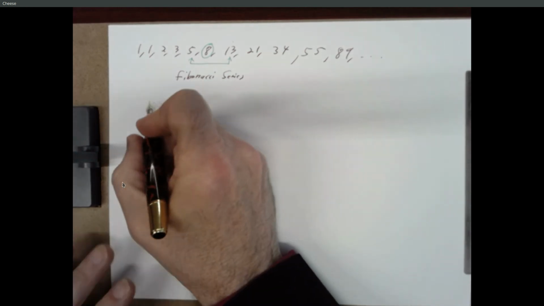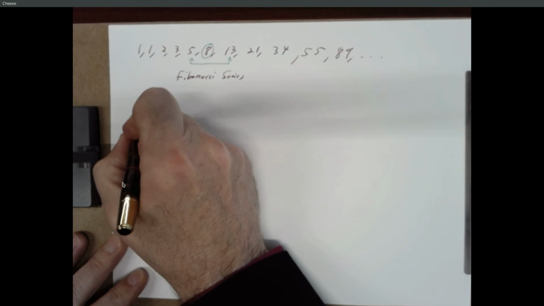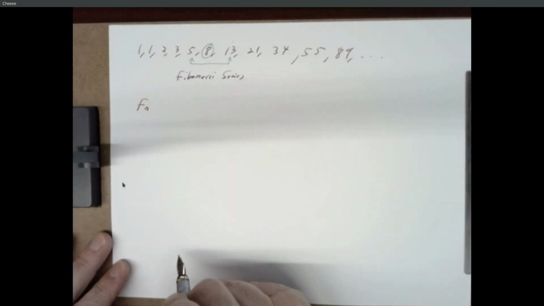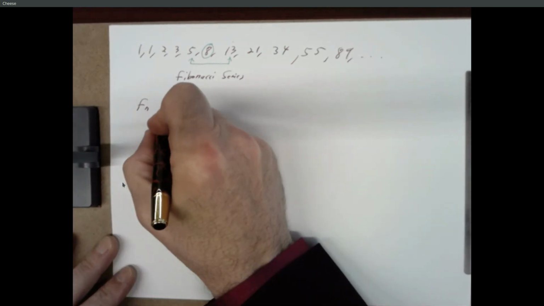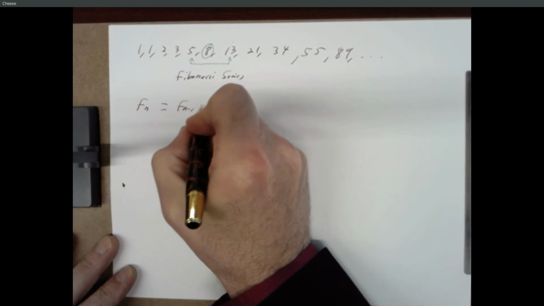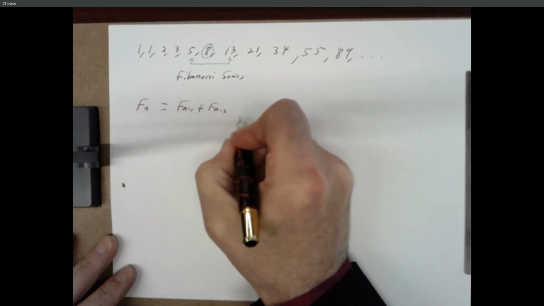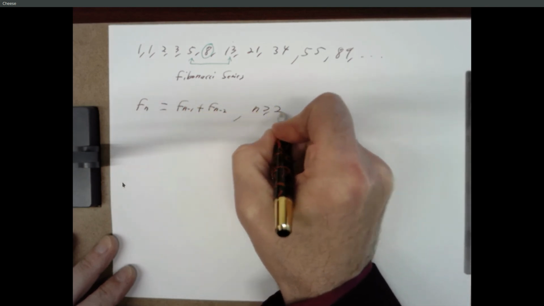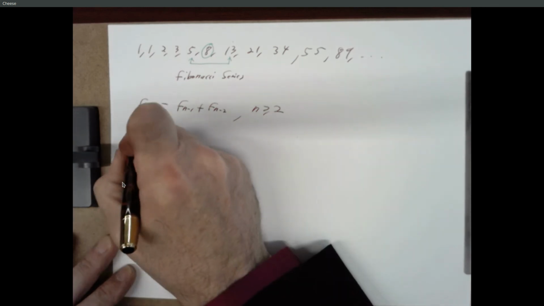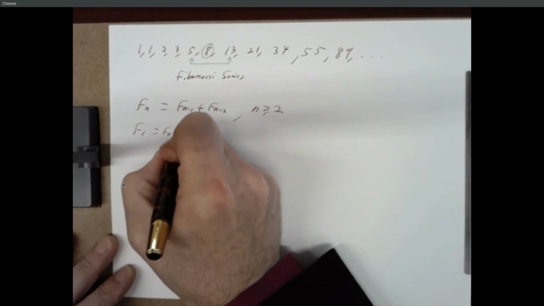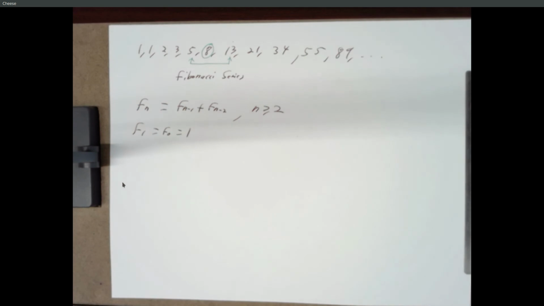And if we have Fn, meaning the nth Fibonacci number, we can write Fn as Fn minus 1 plus Fn minus 2. This is for n bigger than or equal to 2. And we can just say F1 equals F0 equals just the number 1. So that completely defines what the Fibonacci series is.